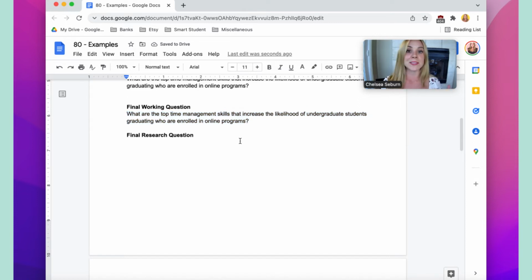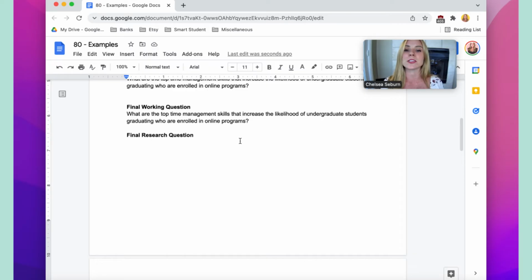And so we might come up with something like this. What are the top time management skills that increase the likelihood of undergraduate students graduating who are enrolled in online programs? All right, I like this. Like I said, it's purposeful, it's researchable, it's specific. I like it. It just doesn't sound quite right.